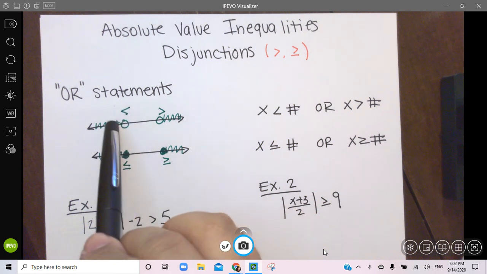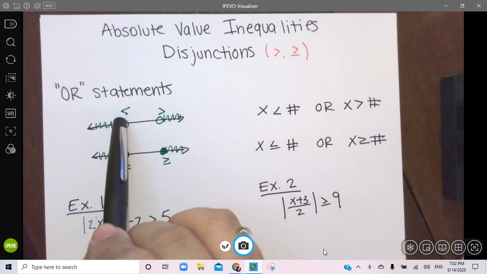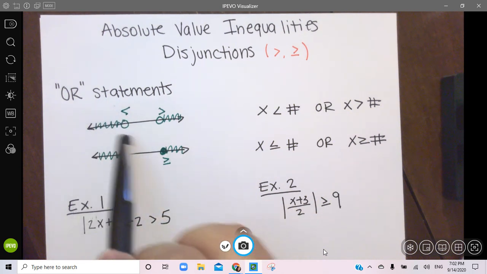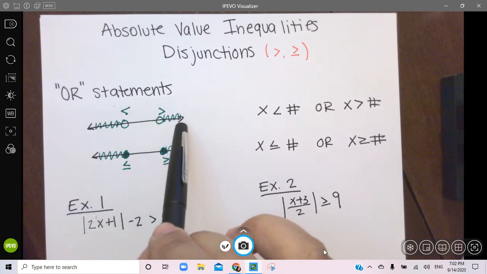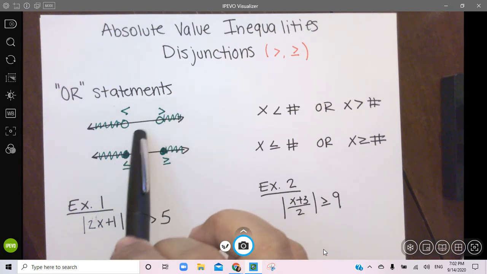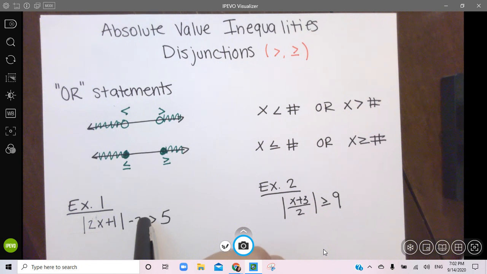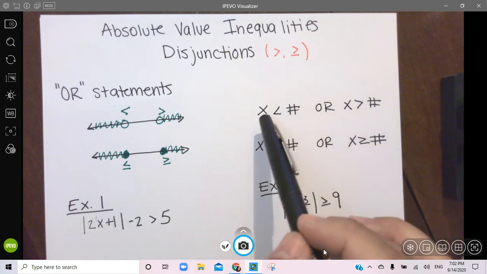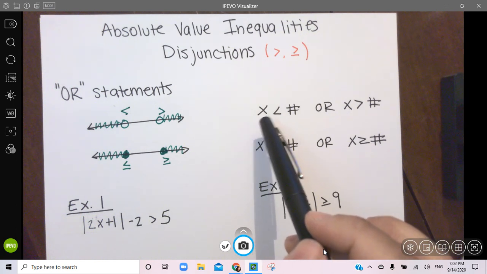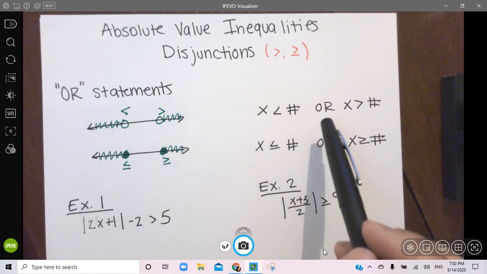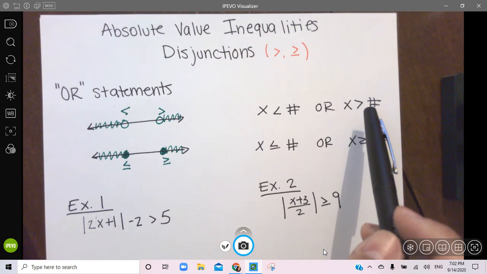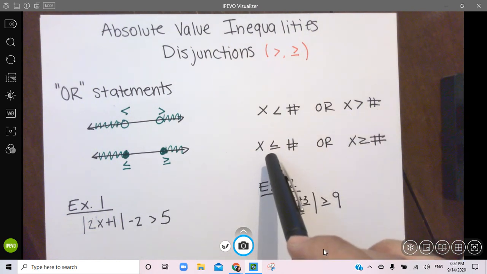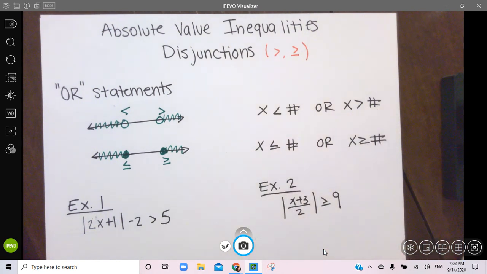So I'm saying that our solution can either be this or this, right? So they don't have anything in common. It can't be both. It's either one or the other. And this is how we're going to set up our problem. We're going to have our x less than a number or x is greater than a number. And same thing when it's equal to.